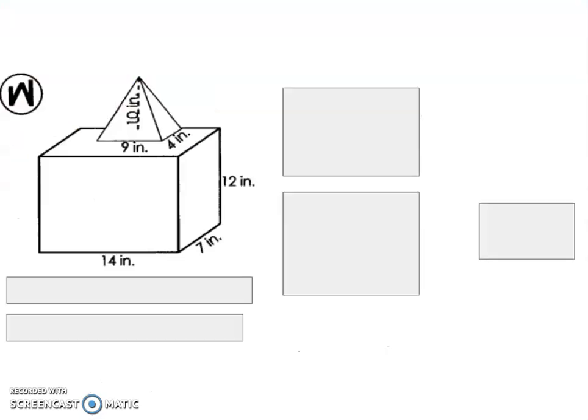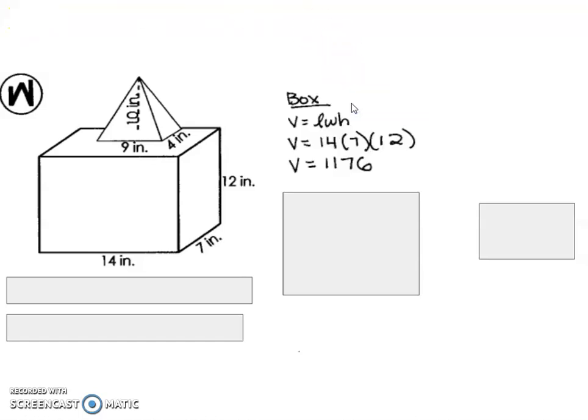The next example that we're going to look at has a box and it has a pyramid up top. So we're going to find both volumes. We're going to start off with that box again. We're just doing length times width times height. Then for our pyramid, we are going to have to find big B for our formula. So that's the area of the base.